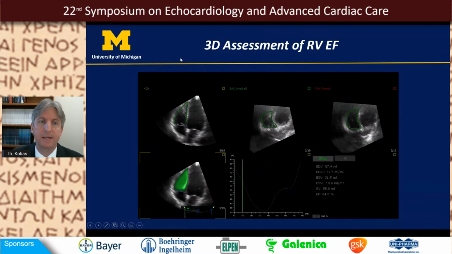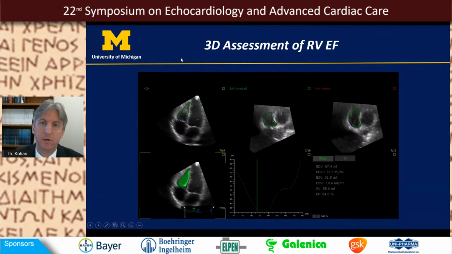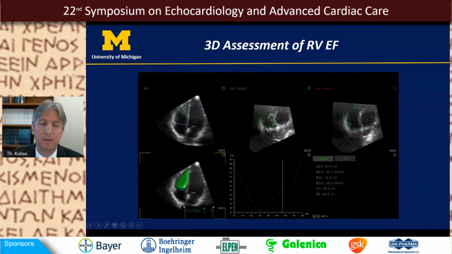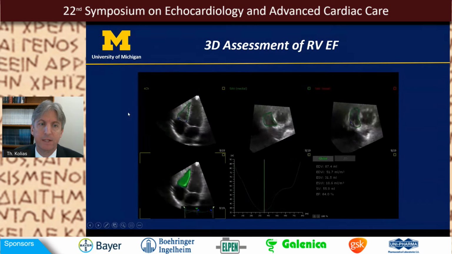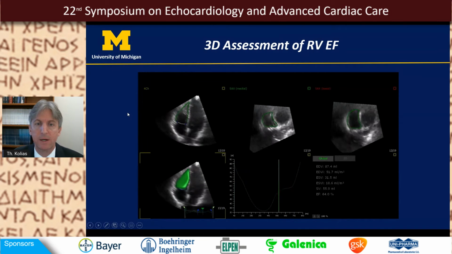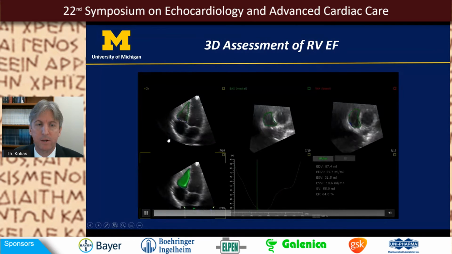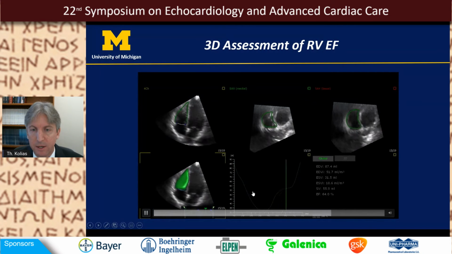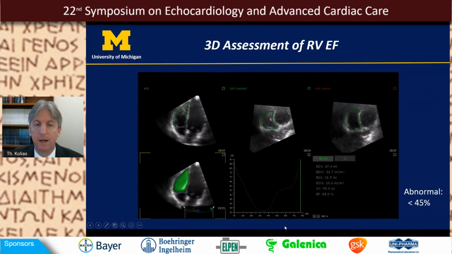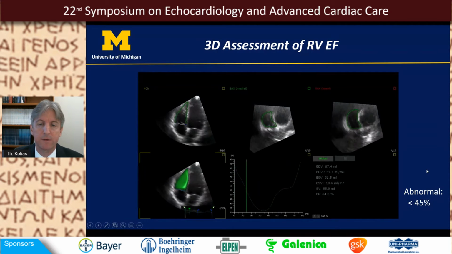So another advanced technique that we can use to assess the right ventricle is that of using 3-dimensional echo to determine the right ventricular ejection fraction. Now, the right ventricle does not lend itself to 2D assessment of ejection fraction because of its irregular shape, which makes a lot of the assumptions that can be applied to the left ventricle invalid when trying to apply them to the right ventricle. However, if you do 3-dimensional echo, you can get around those limitations and you can get an accurate ejection fraction. This is an example of a patient with a normal ejection fraction of 64%. Abnormal for the right ventricle is considered as less than 45%.